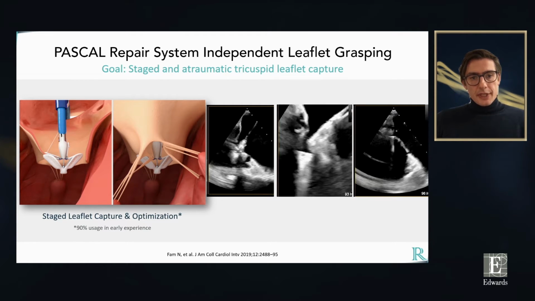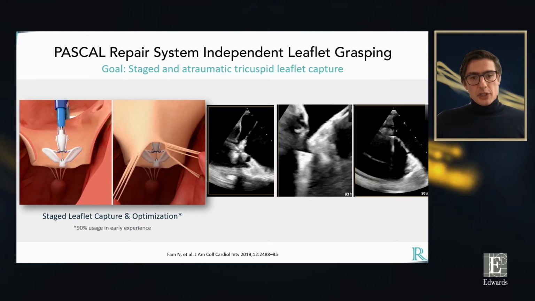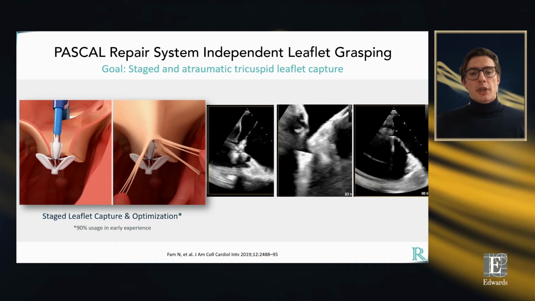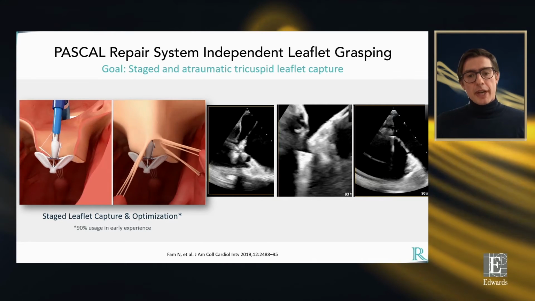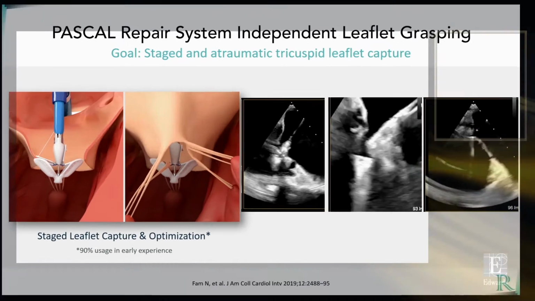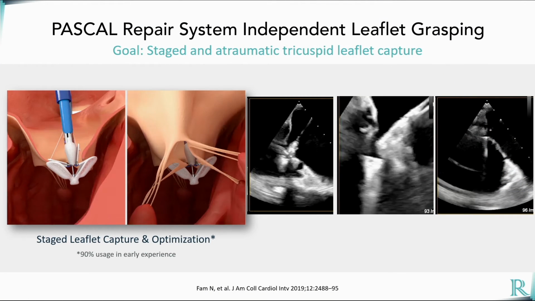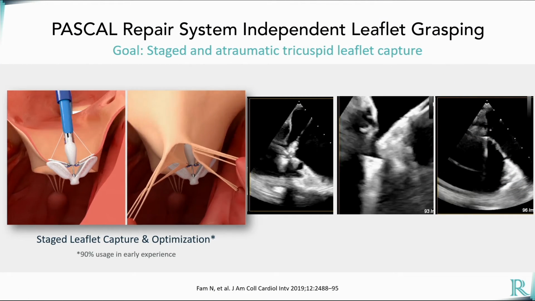Independent grasping, obviously very important, especially when you have to bridge larger gaps. You can see on the right-hand side that this was a patient with a lot of tethering, severe annular dilatation, and a gap which was about 10 millimeters.